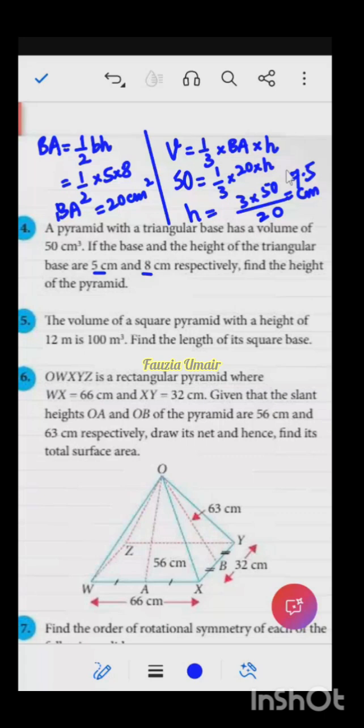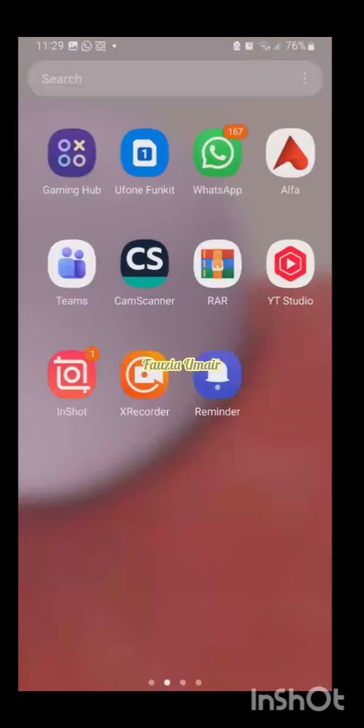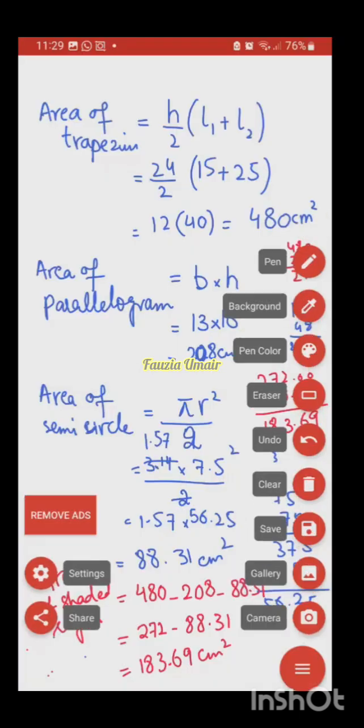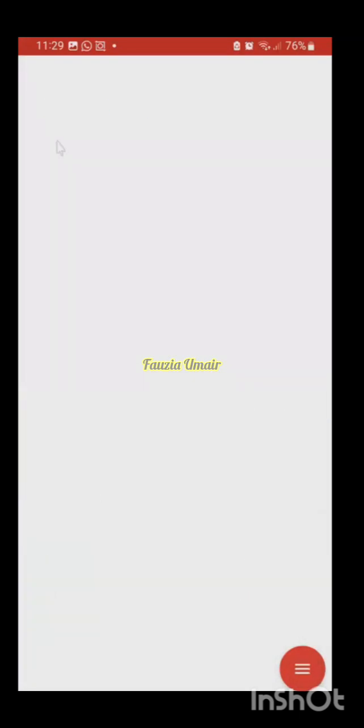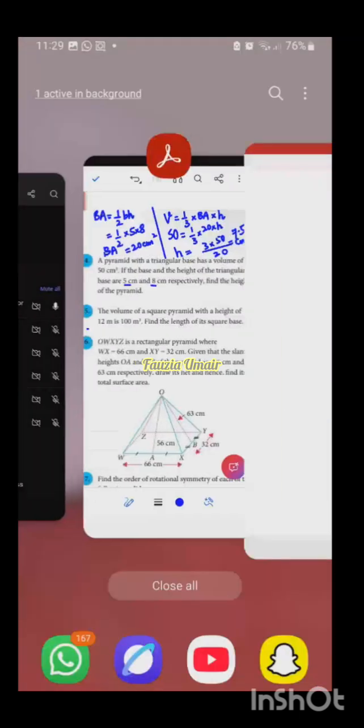So question number 5 is, volume of a square pyramid. Now the pyramid is a square based pyramid with the height of 12 meter and volume 100 meter cube. Find the length of its square base. So now this is very interesting. Okay. So we can solve this question on the whiteboard probably, because there is no space here. So let me open the whiteboard. So we are going to do question number 5.